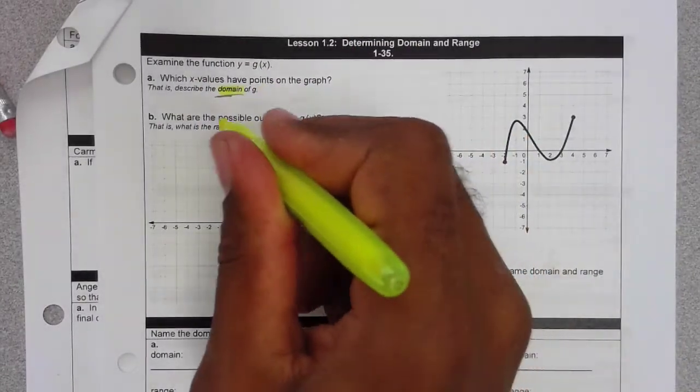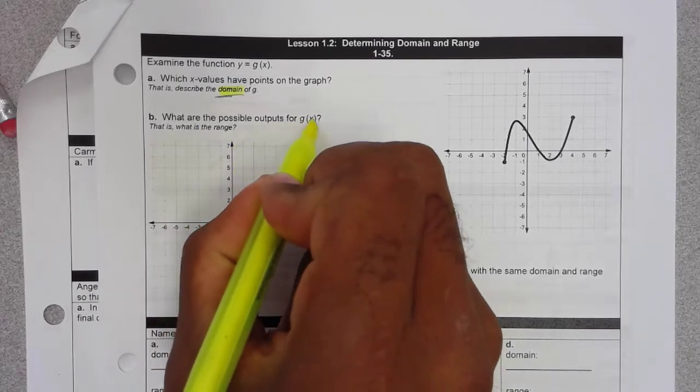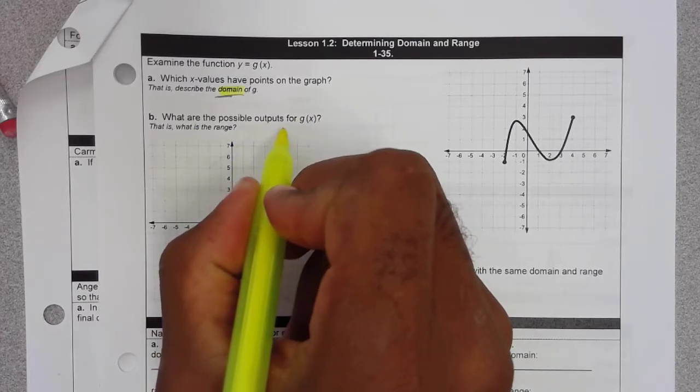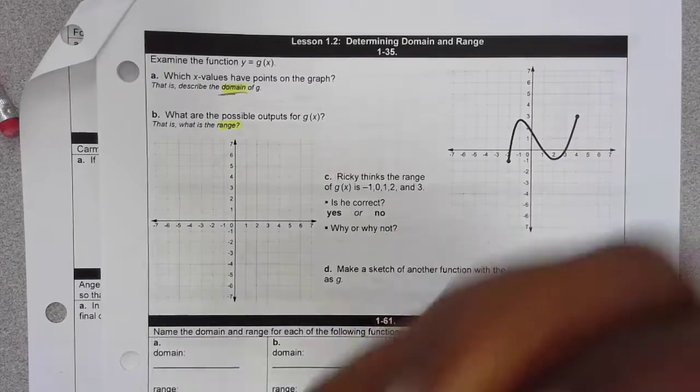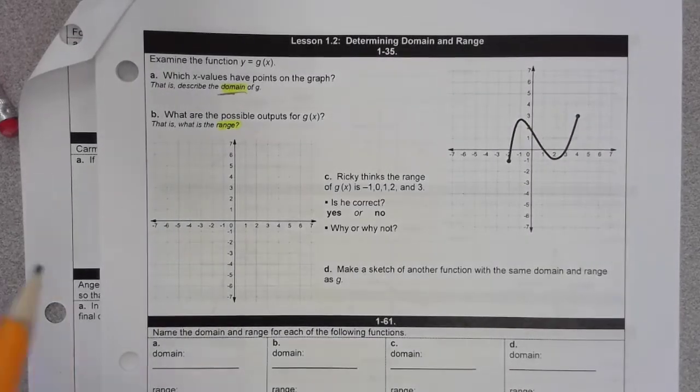And the same thing here. It's asking what are the possible outputs. Remember, outputs are the same thing as your y values, so really we're just talking about the range. Okay, so domain and range is really what it's asking about.